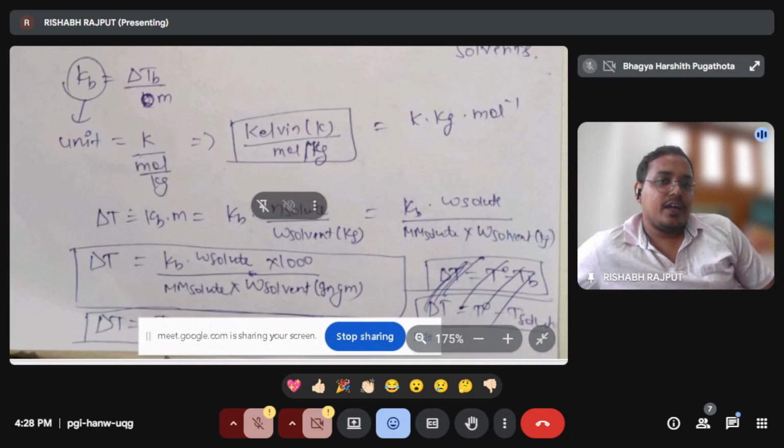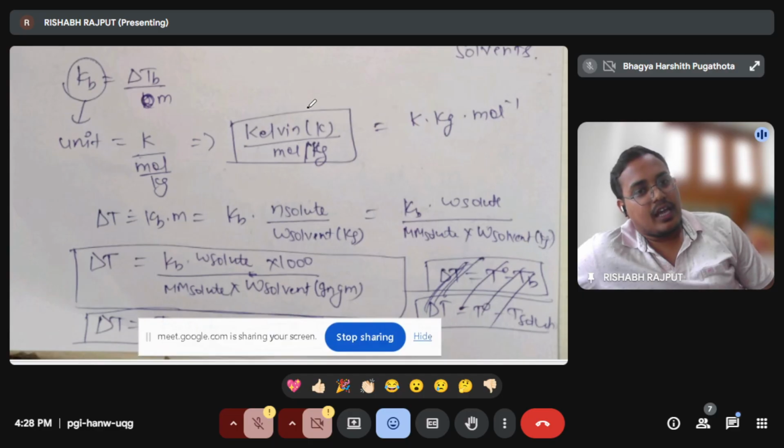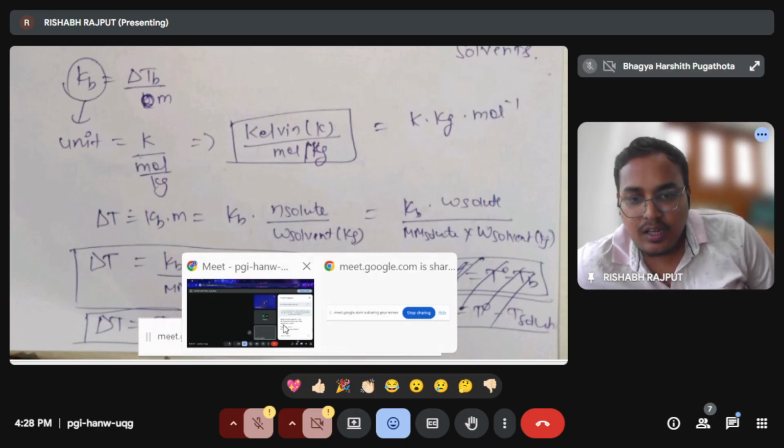Actually, here if you divide delta T by molality, you will get the kV value, the kV unit.